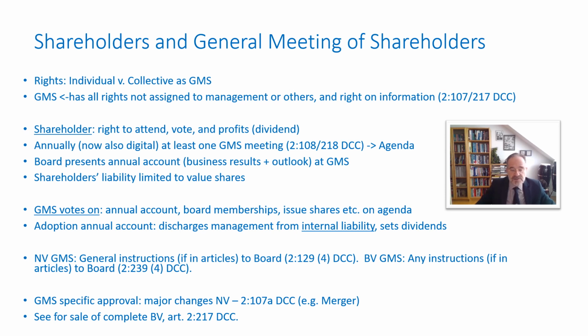That GMS meeting has, of course, an agenda, and part of the agenda is that the board presents the annual account. We already saw that the board is responsible for a proper bookkeeping system, so when there is a proper bookkeeping system, that annual account can be drafted. That annual account explains, informs about the business results and provides an outlook for the future to the GMS.